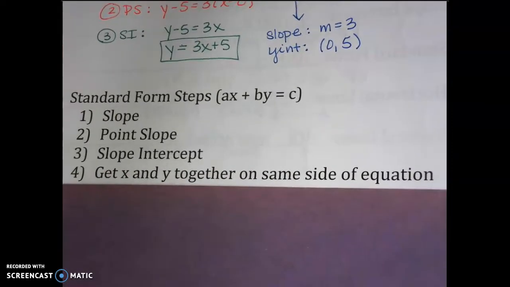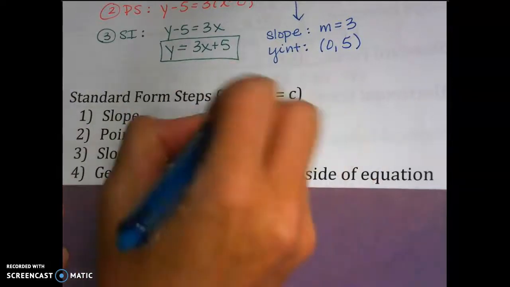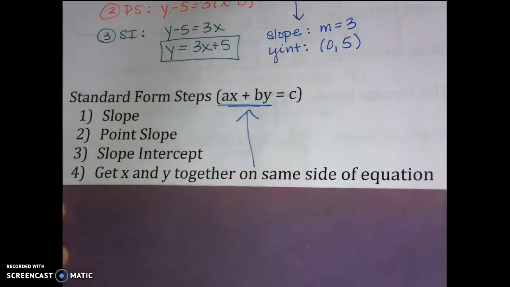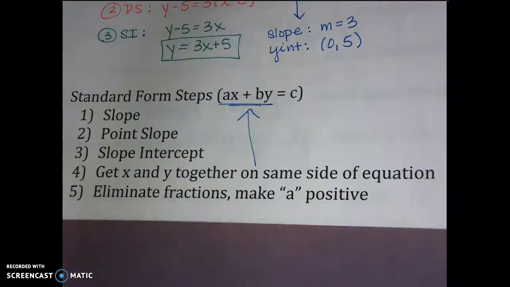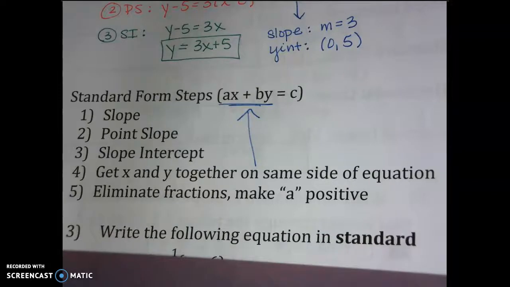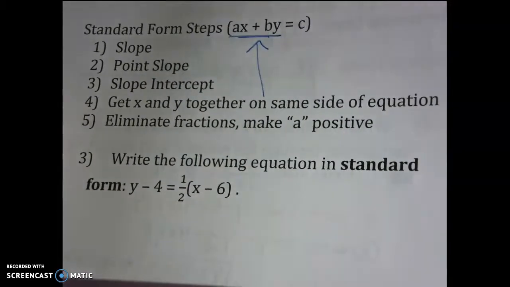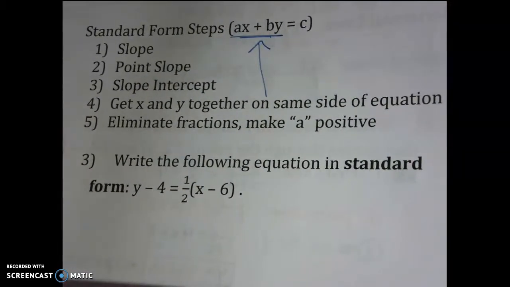Step 4, we want to get x and y together on the same side of the equation so that it looks like what we have here in standard form. They're both on the same side. Then you want to eliminate any fractions and make your a value positive. So please write this question down. Again, you're going to want to hit pause and then come back.